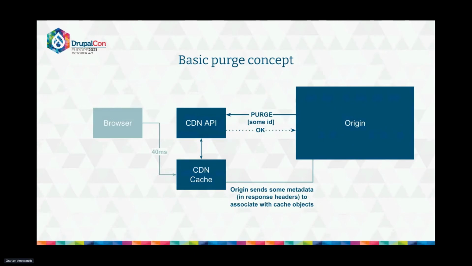So, our basic CDN concept, which Graham just explained. Now we just introduce a part of the CDN API here, and we can see that basically there are two things here. Origin needs to set some metadata on the CDN cache, so that it knows what data to associate with that cache layer, and then it needs to send a CDN API call to tell it what to clear in the cache. So now we will look more closely at this metadata, and how that is generated at the Drupal end.